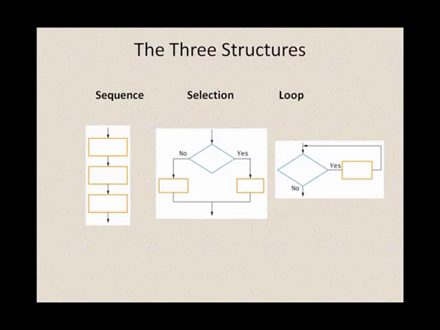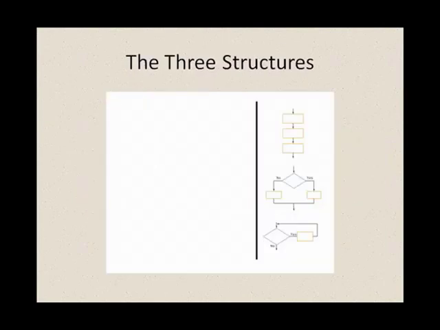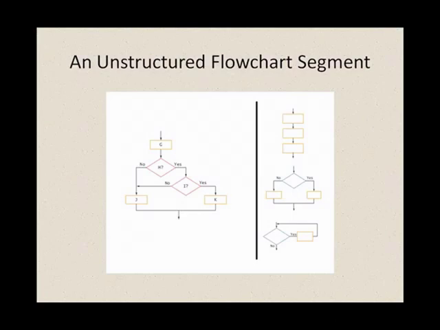to execute. The three structures, sequence, selection, and loop, can be used to solve any programming problem. You must combine them by stacking them or nesting them, but if you get the right combinations, every programming problem can be solved using just these three. Let's take a look at an unstructured flowchart segment.